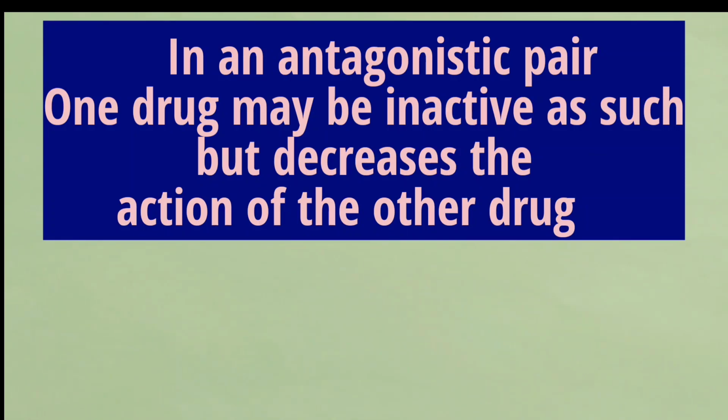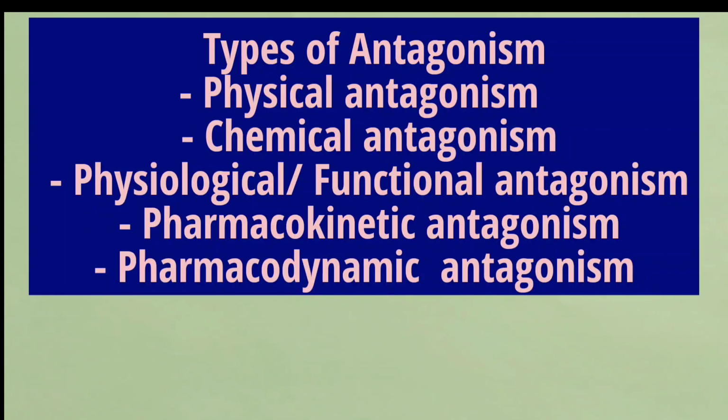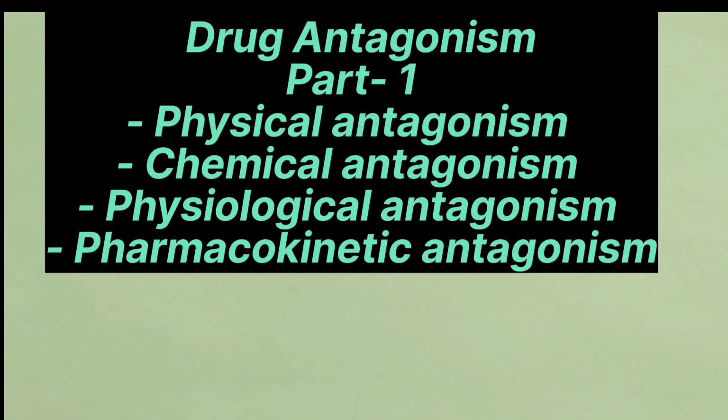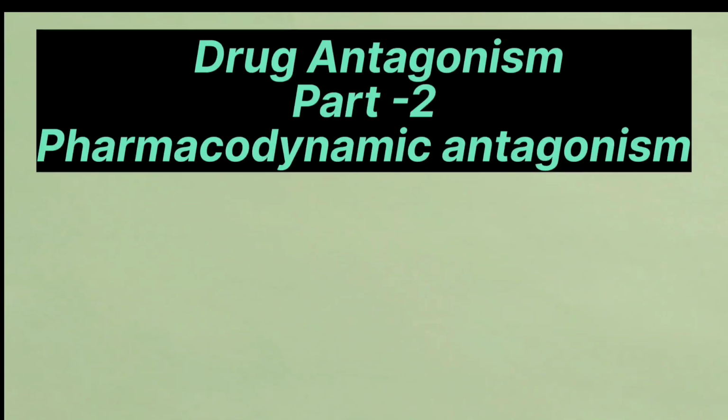Depending on the mechanism involved, antagonism may be of the following types. 1. Physical antagonism. 2. Chemical antagonism. 3. Physiological or functional antagonism. 4. Pharmacokinetic antagonism. And 5. Pharmacodynamic or receptor-mediated antagonism. In this part of the video lecture, we will cover physical antagonism, chemical antagonism, physiological antagonism and pharmacokinetic antagonism. In the next part, we will discuss pharmacodynamic antagonism.